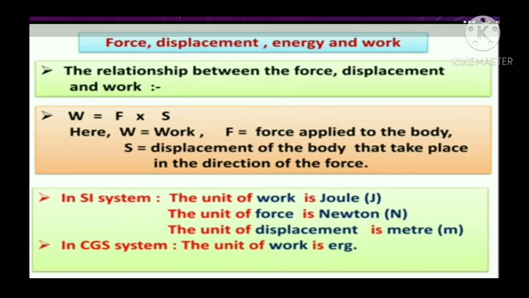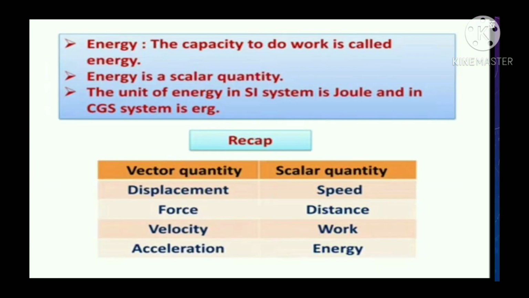Here W is equal to work, F is equal to force applied to the body and S is equal to displacement of the body that takes place in the direction of the force. I explained with the help of a diagram. In the SI system, the unit of work is joule, the unit of force is Newton and the unit of displacement is meter. In the CGS system, the unit of work is erg.